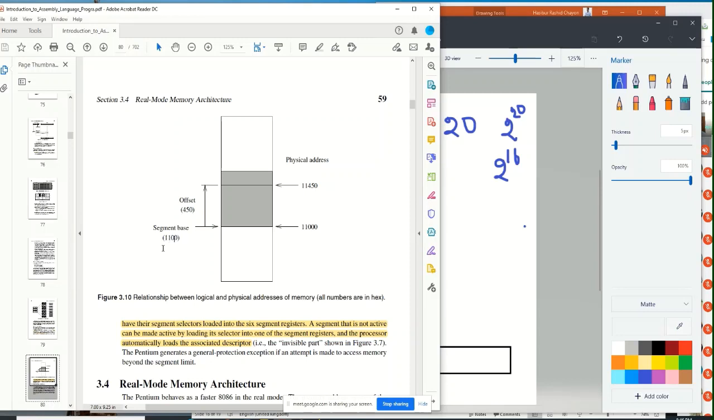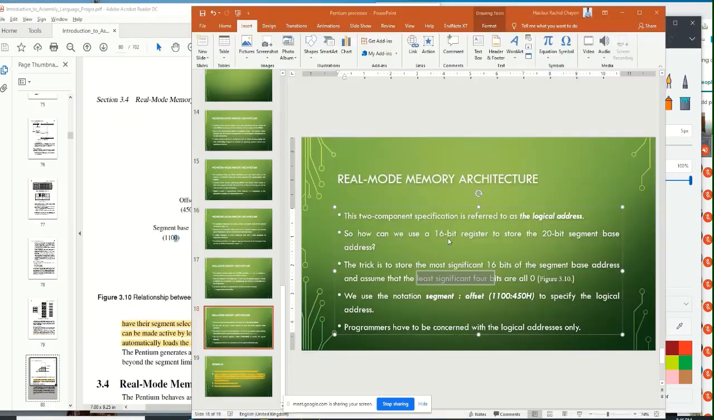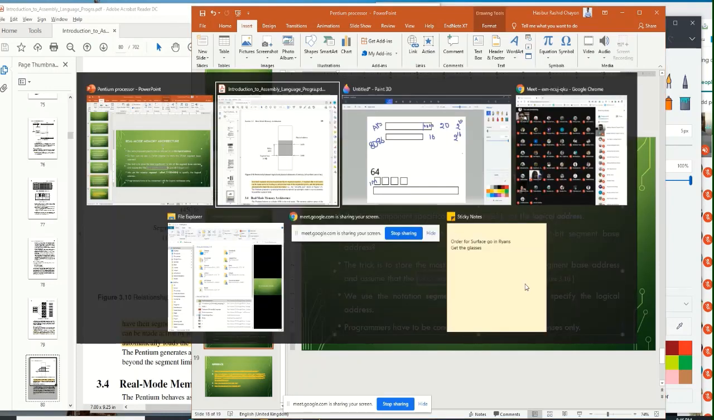Here, 1100. The least significant bit is actually 0. Here is always the rightmost one, the right side. This is the least significant, and this one is the most significant. So we are not talking about the most significant, we are talking about the least significant. That means according to the rule, it says that we should add 0 into the least significant digits, right?